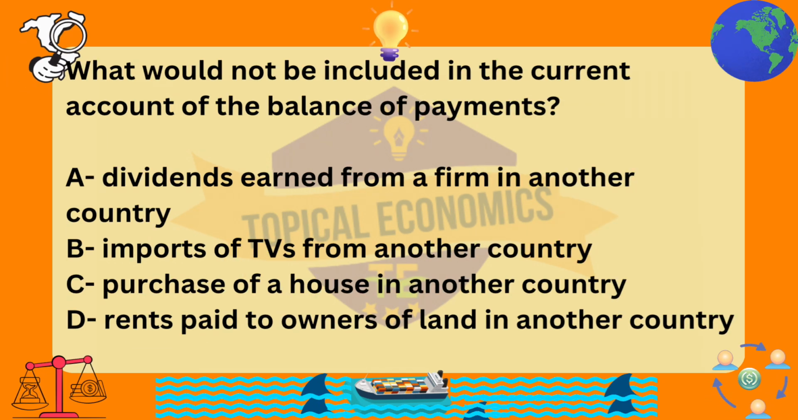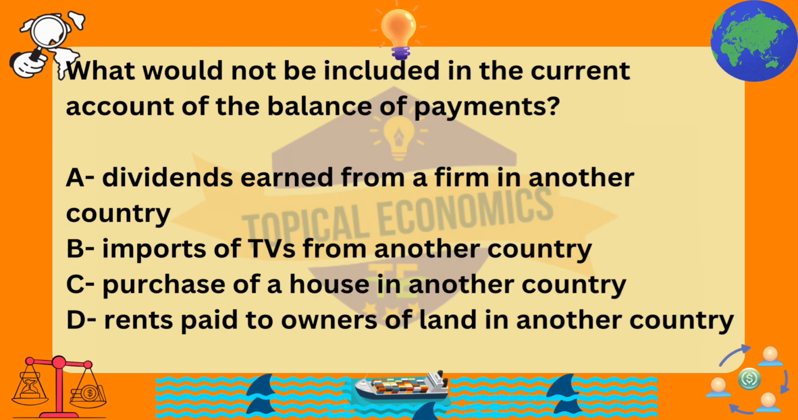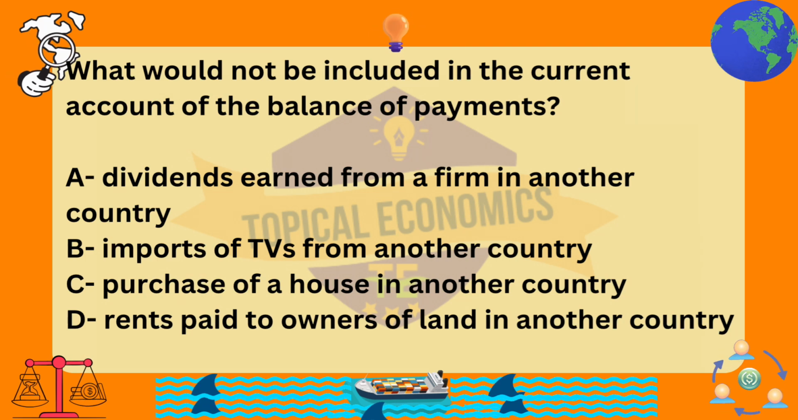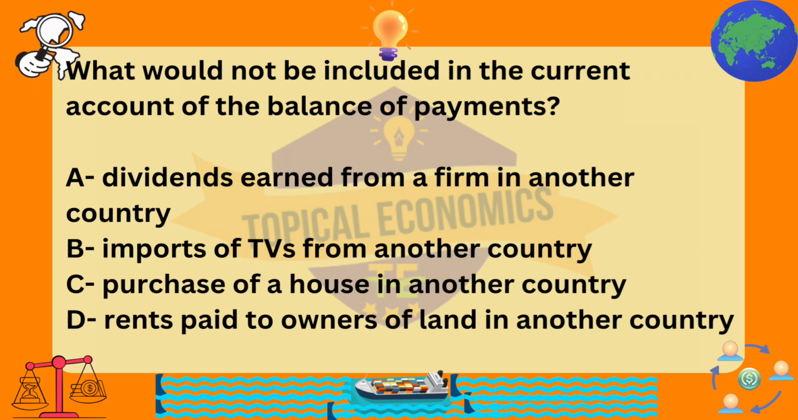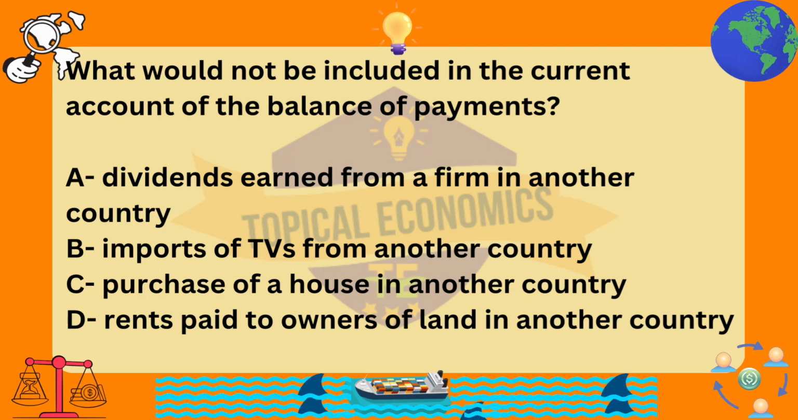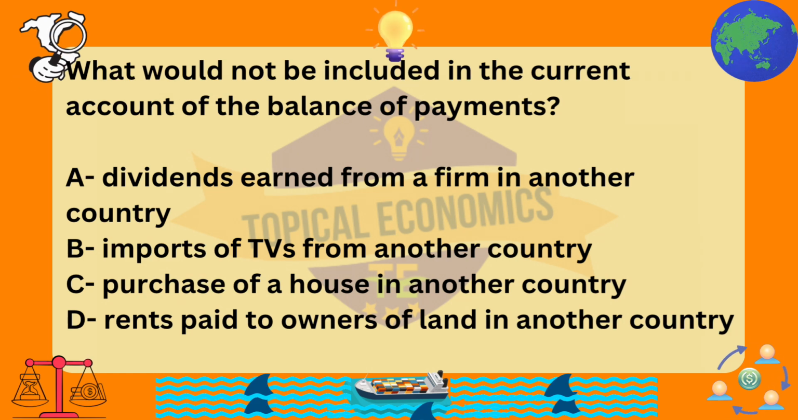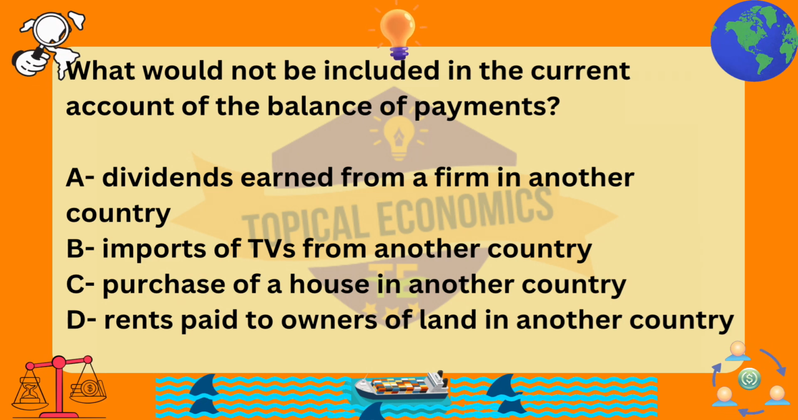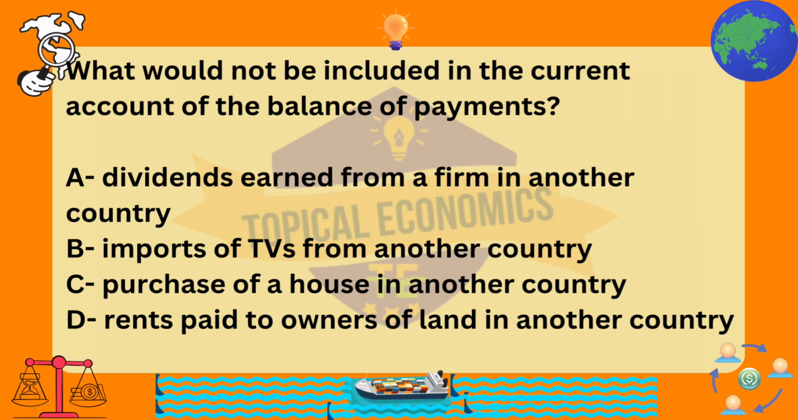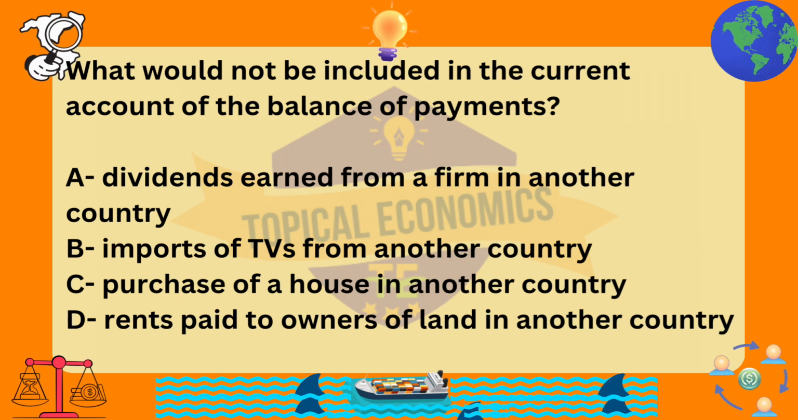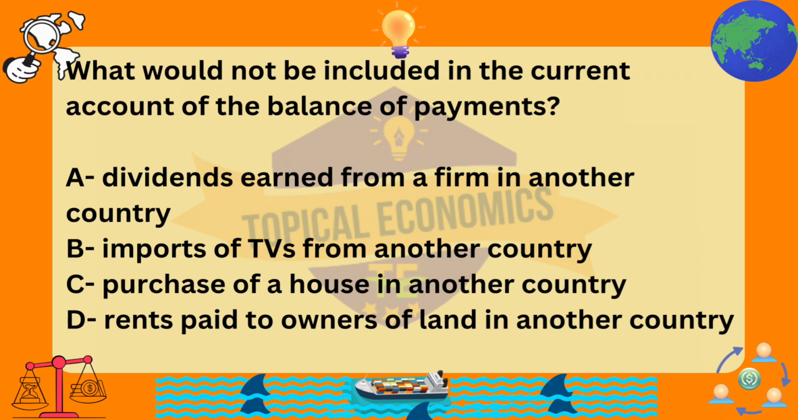Moving to the 9th question. What would not be included in the current account of the balance of payments? A. Dividends earned from a firm in another country. B. Imports of TVs from another country. C. Purchase of a house in another country. D. Rents paid to owners of land in another country.